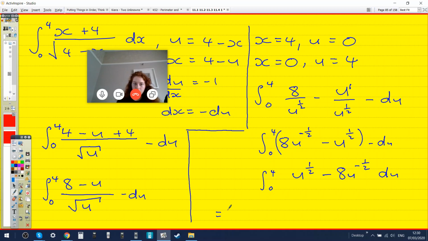So do we need to re-input the x's for 0? Nope. We worked very hard to get rid of the x's. We now just integrate. So then it'll be u to the power of 3 over 2, and then that'll be divided by 3 over 2. What is 1 divided by 3 over 2? Oh, it's just 2 over 3. Keep change flip.